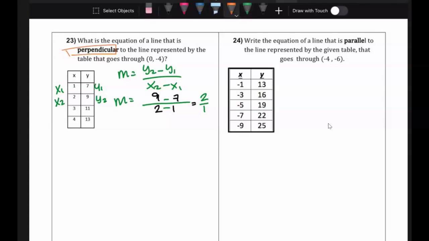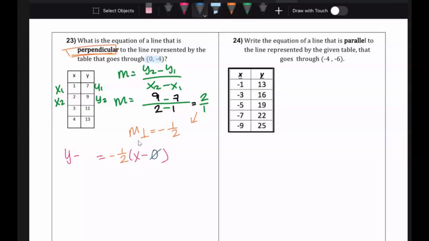But we're perpendicular. So I'm going to have to take this and flip and switch it. So 2/1 is going to become 1/2. And positive is going to become negative. So that is my perpendicular slope. Remember, this symbol just means perpendicular. So now I can start filling in my equation. Y minus y1 equals m, which we just found, which is -1/2, x minus my x1. And we are going through the point (0, -4).